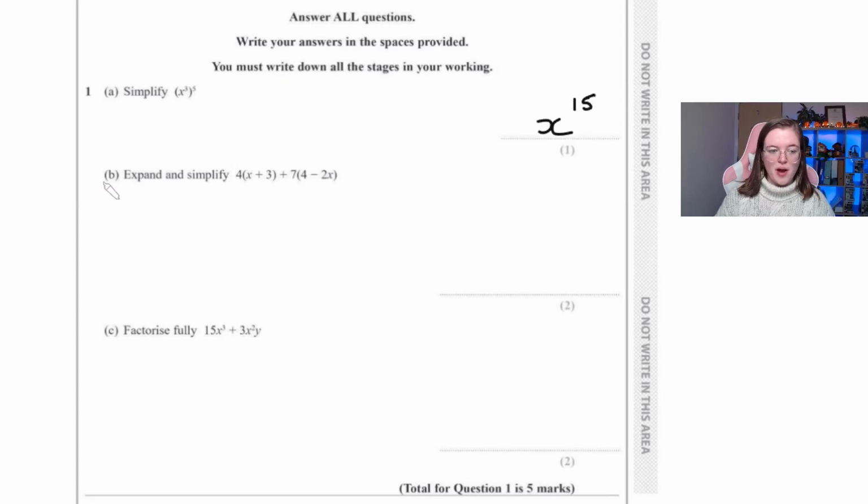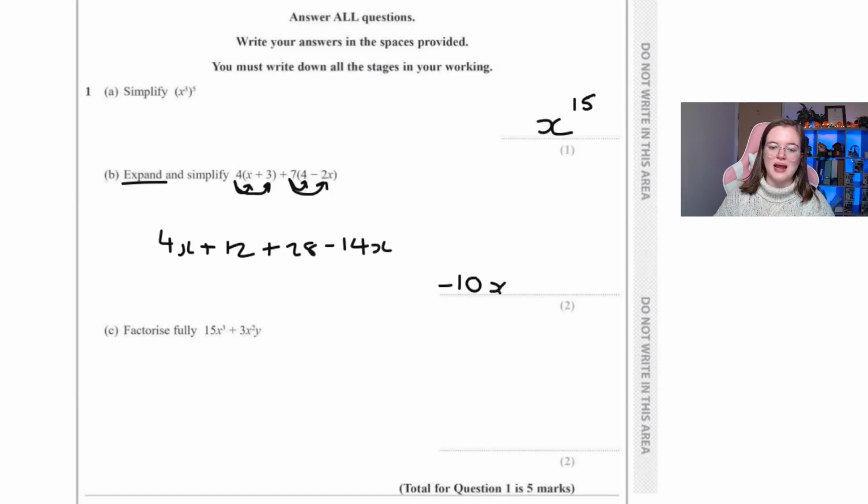Part B, expand and simplify 4 lots of x plus 3 plus 7 lots of 4 minus 2x. Let's expand first. So 4 times x, 4x. 4 times 3 is 12, 7 times 4 is 28, and 7 times minus 2x is minus 14x. If I group them together, 4x minus 14x, that's minus 10x. Then 12 plus 28 is plus 40.